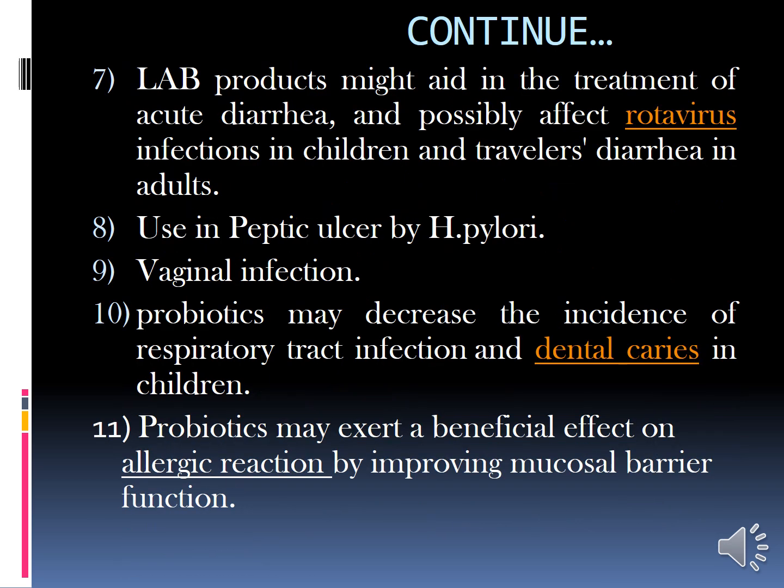LAP produces products which might aid in the treatment of acute diarrhea and possibly affect rotavirus infection in children, and travelers' diarrhea in adults. Used in peptic ulcer disease caused by Helicobacter pylori and vaginal infections, probiotics may also decrease the incidence of respiratory tract infection and dental caries in children. Probiotics may also exert beneficial effects on allergic reactions and improve the mucosal barrier function.